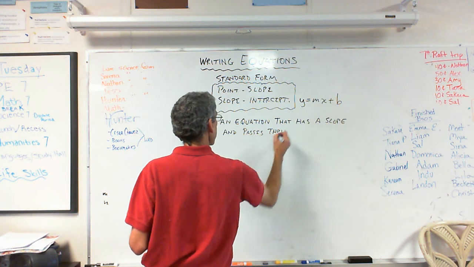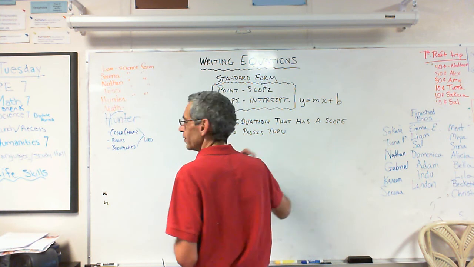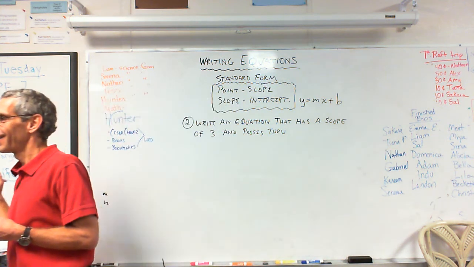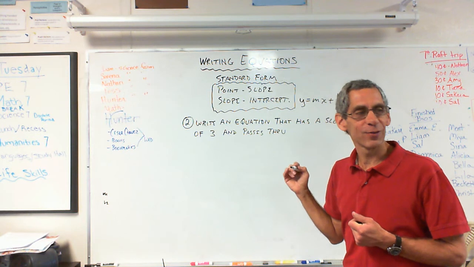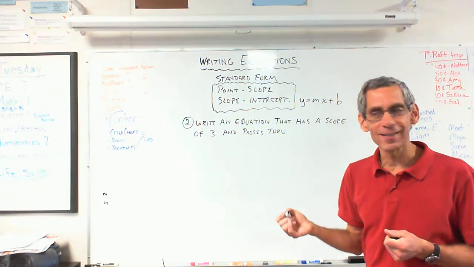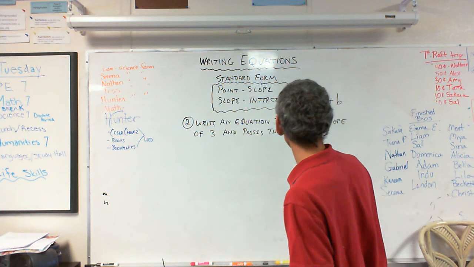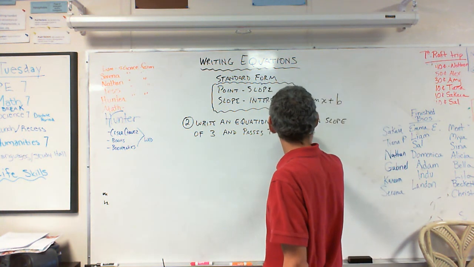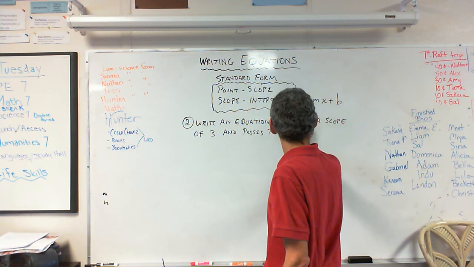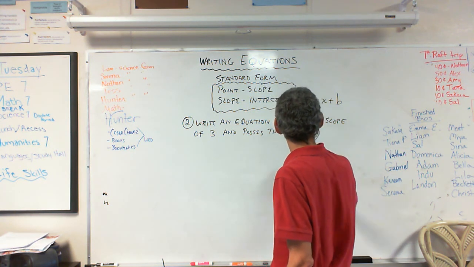I'm going to abbreviate through by THRU, okay? Passes through. Gary, you don't really have to tell us that. Well, I have to say it because if Dina sees it, she'll say the math teacher doesn't know how to spell through. All right. 7 comma negative 1.